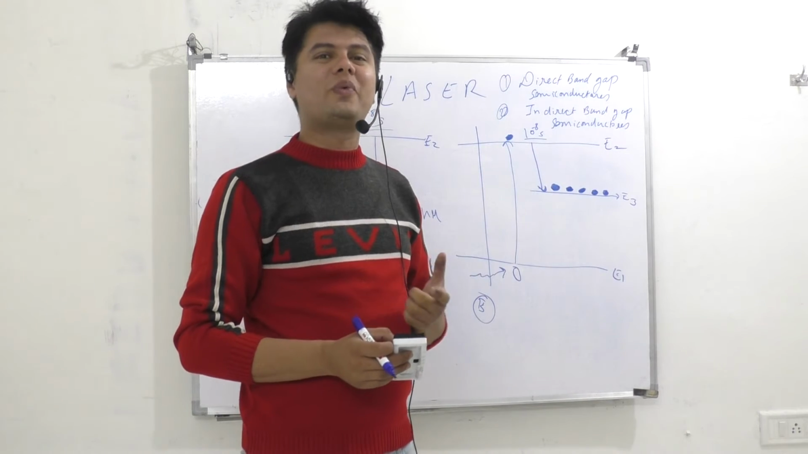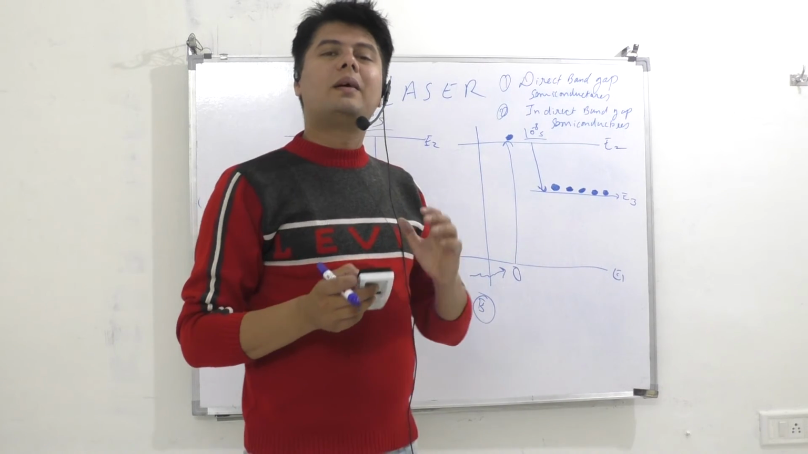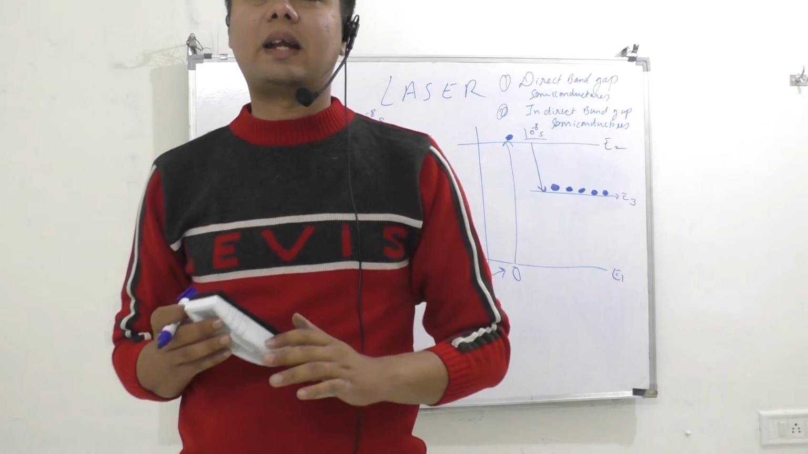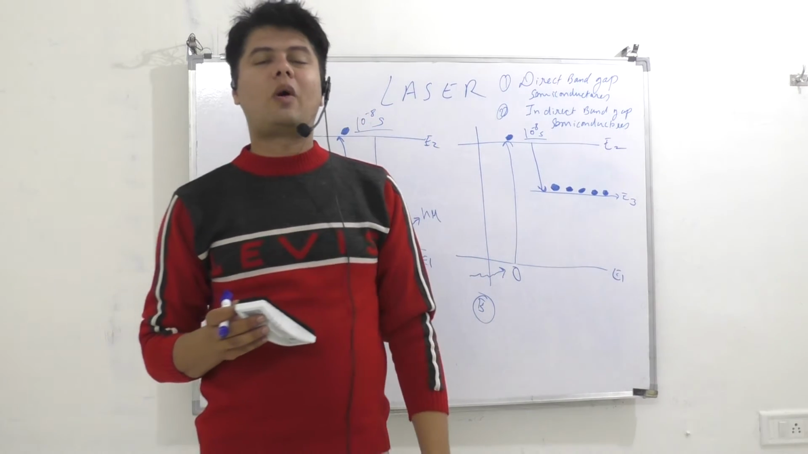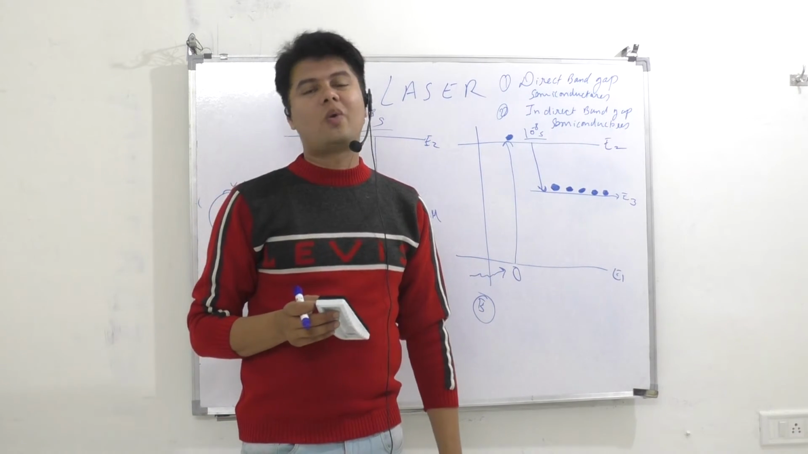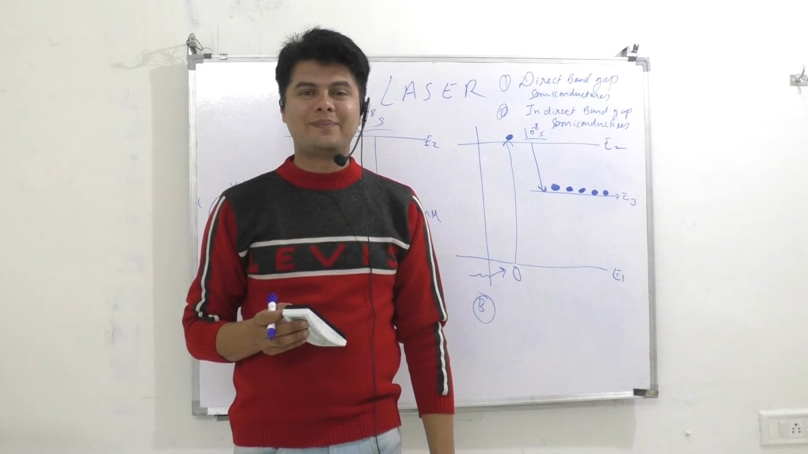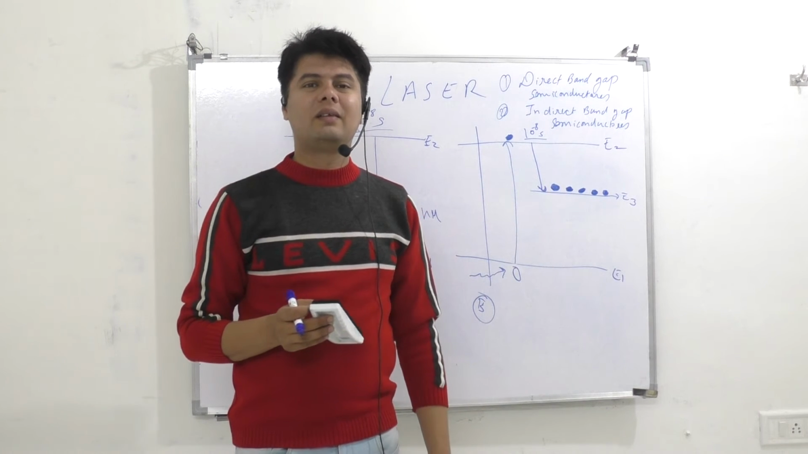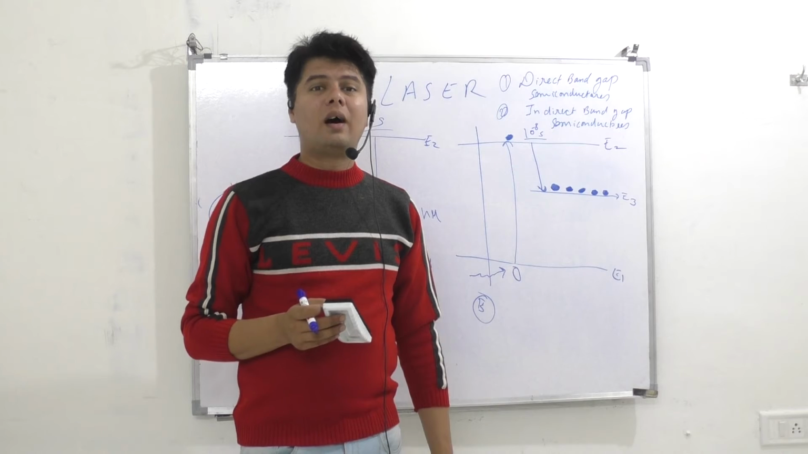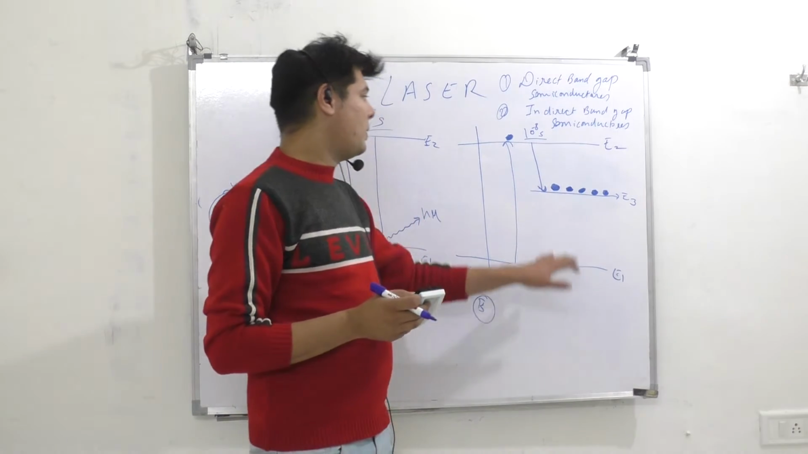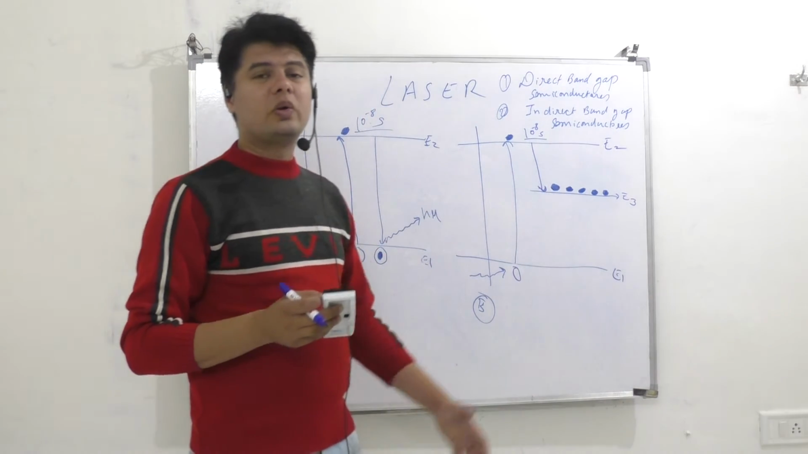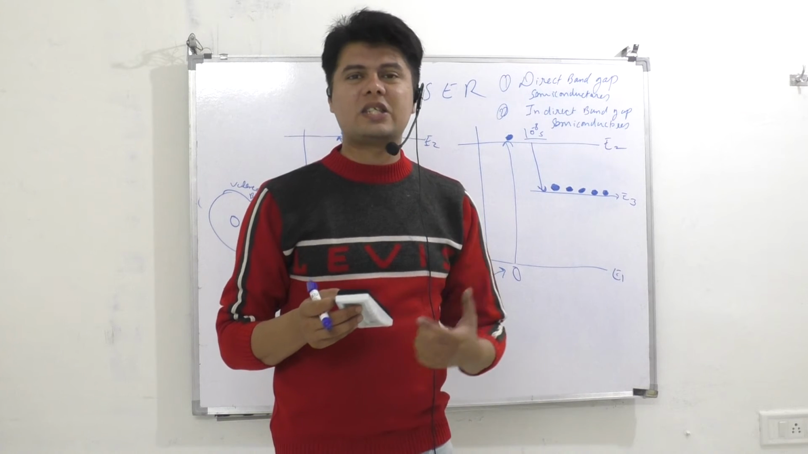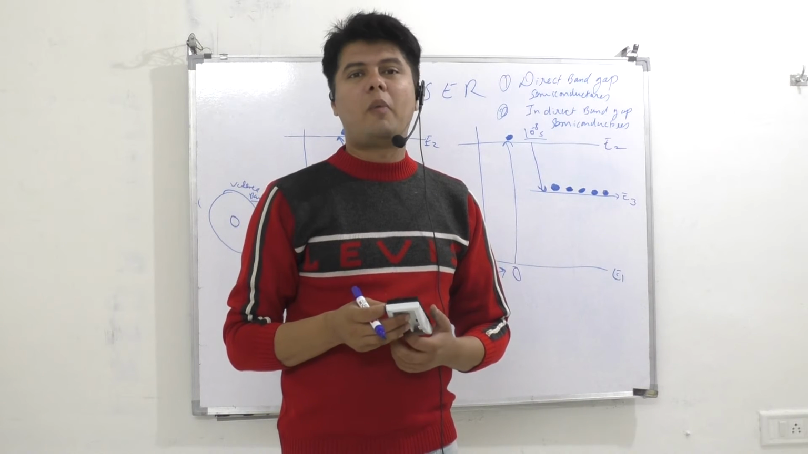So this process, where the number of electrons gets accumulated at the metastable state, is called population inversion. This is a very important terminology for understanding the lasing action. So the n numbers of molecules present at the metastable state at any time is called a population inversion.